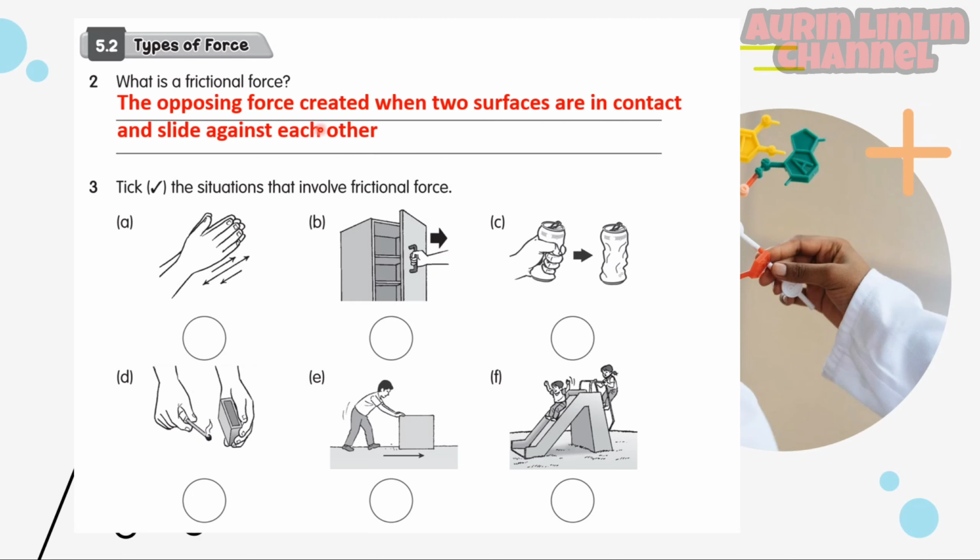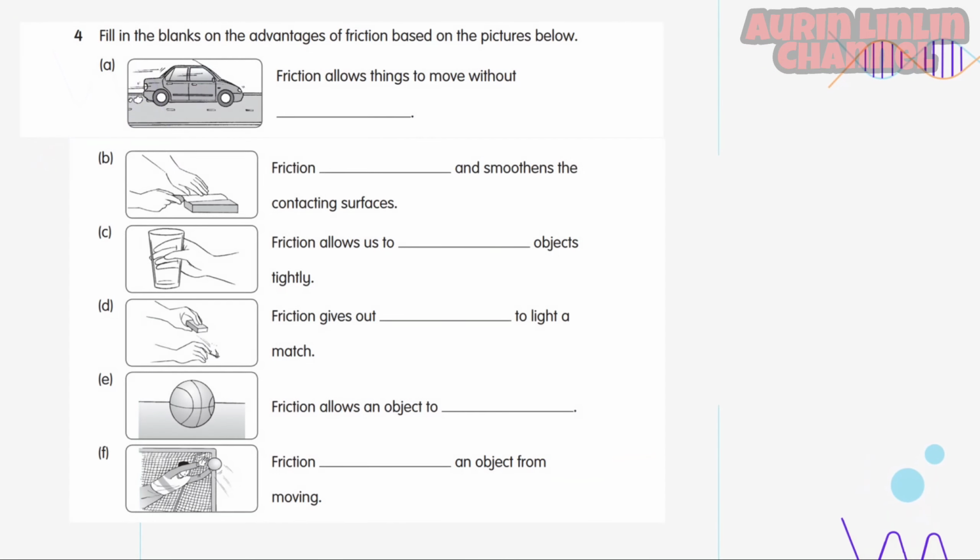The opposing force created when the two surfaces are in contact and slide against each other. Take the situation that involves frictional force. Picture A, D, E, F. Fill in the blanks on the advantages of friction based on the pictures below.